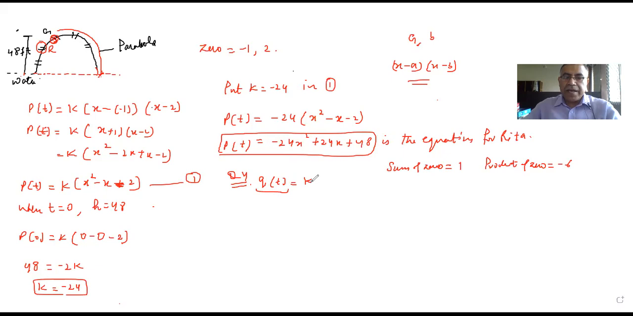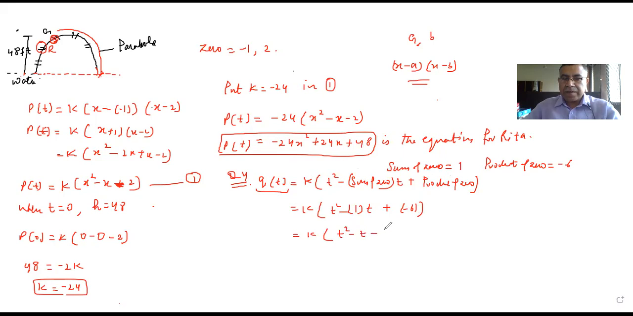So it can be k times (t square minus (sum of zeros) t plus product of zeros). So which is k times (t square minus 1 times t minus 6), since the sum of zeros he has given is 1 and the product of zeros he has given is minus 6.